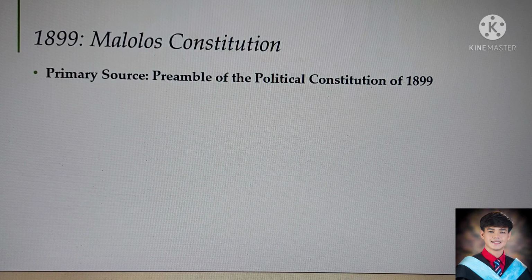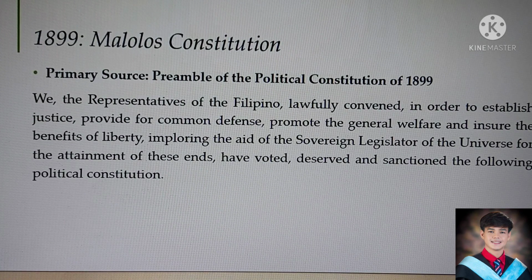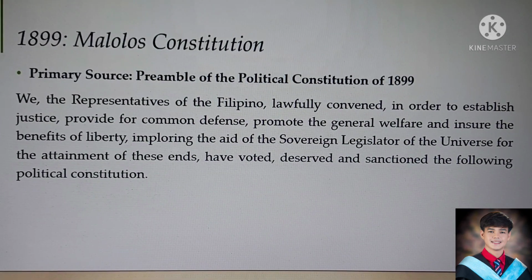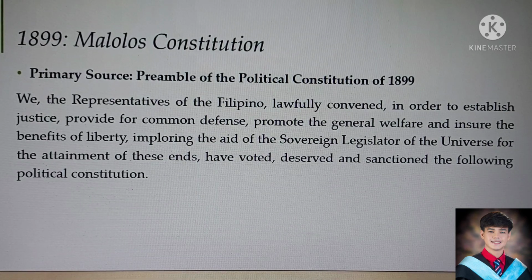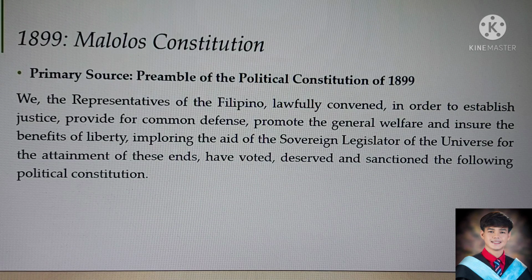Preamble ng Constitution ng Malolos, Political Constitution of 1899. We, the representatives of the Filipino, lawfully convened in order to establish justice, provide for common defense, promote the general welfare, and ensure the benefits of liberty, imploring the aid of the sovereign legislator of the universe for the attainment of these ends, have voted, decreed, and sanctioned the following political constitution.